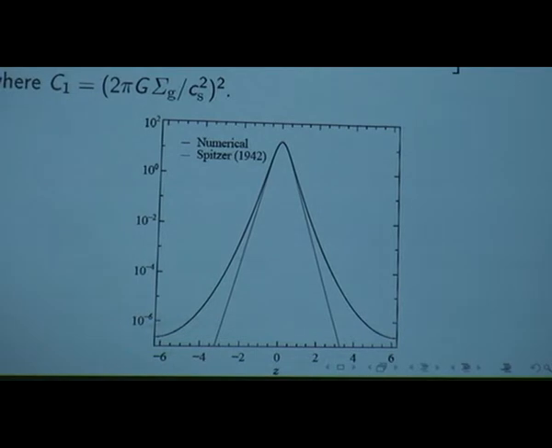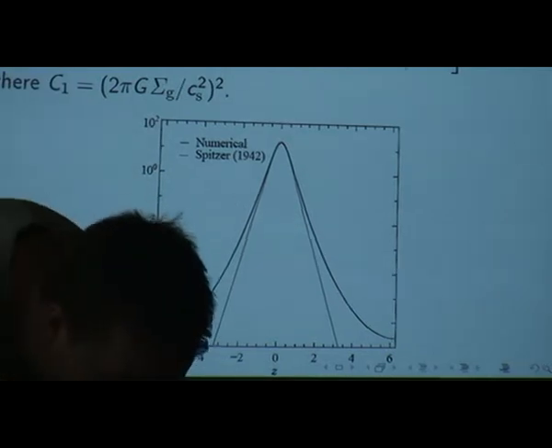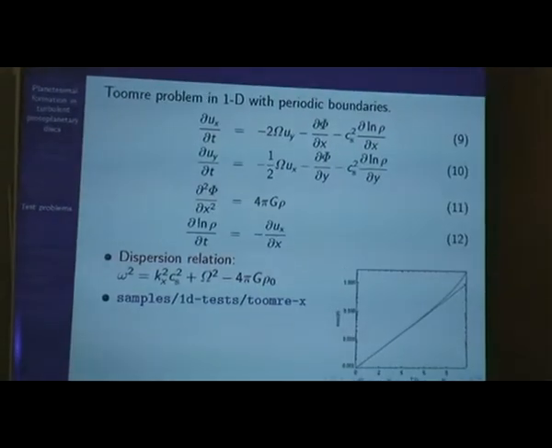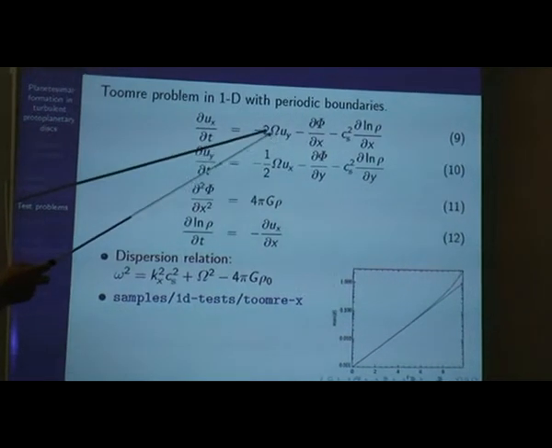But it shows that there are not only linear test problems, there are also non-linear test problems, which is of course already very nice. Then you can go to a rotating frame, and you can solve kind of a Toomre problem, which means that you add some.